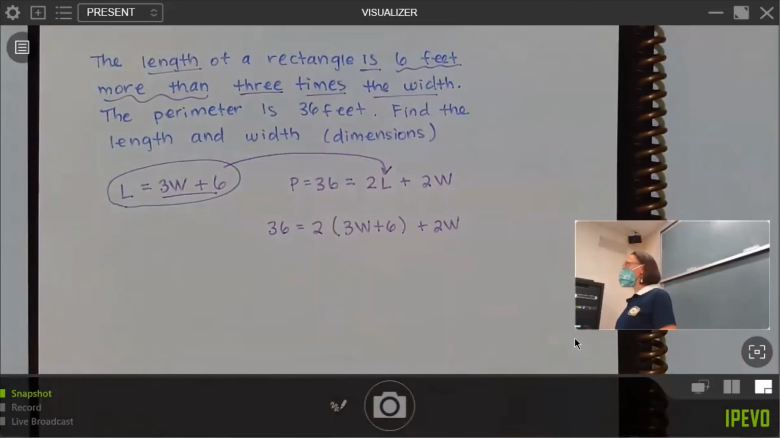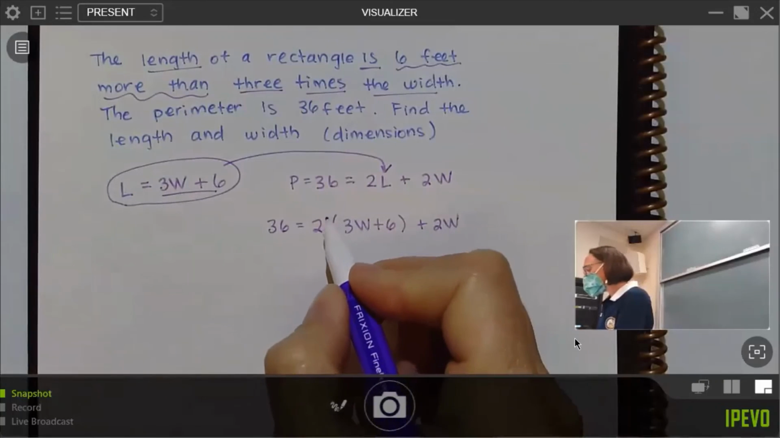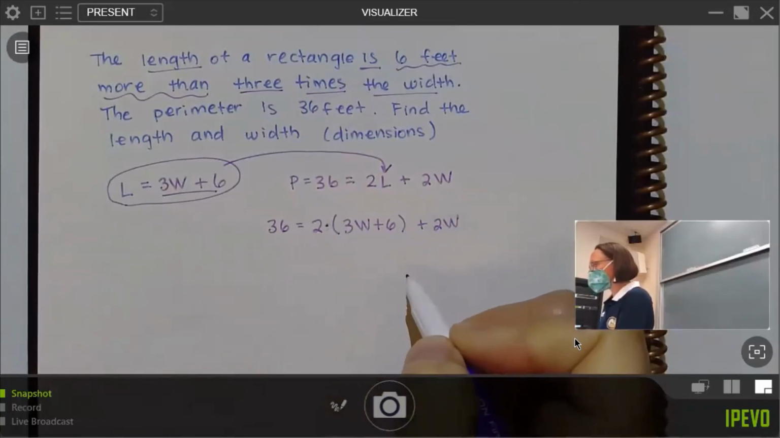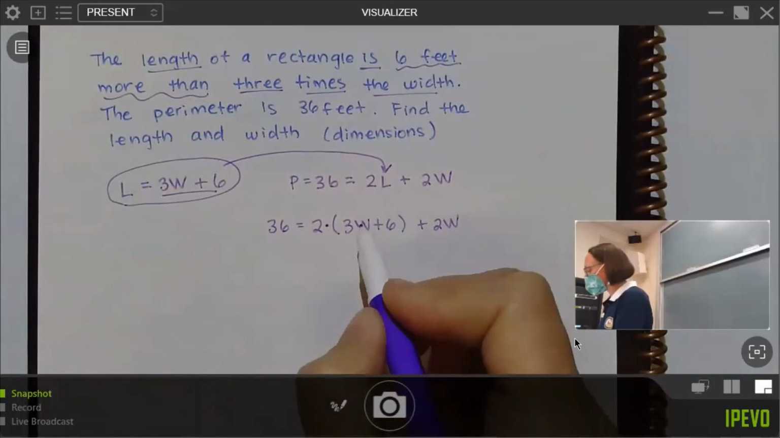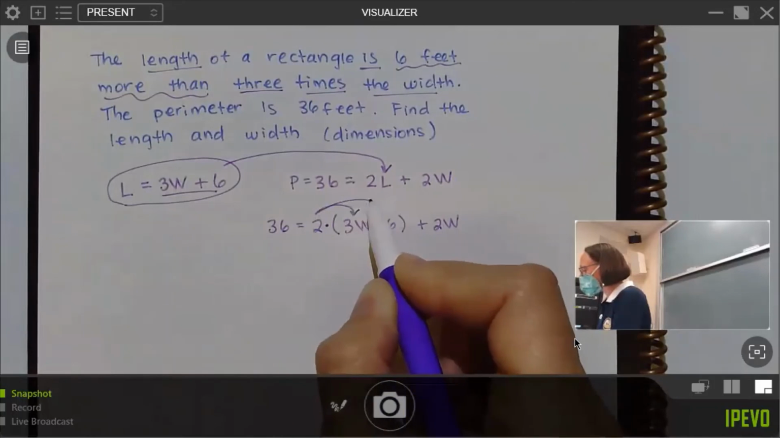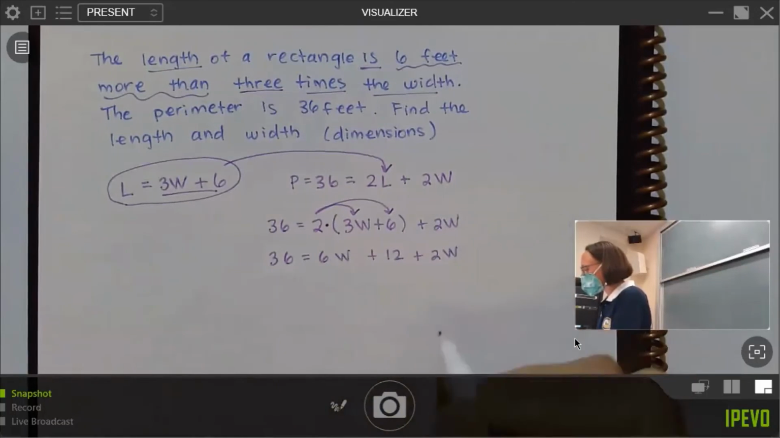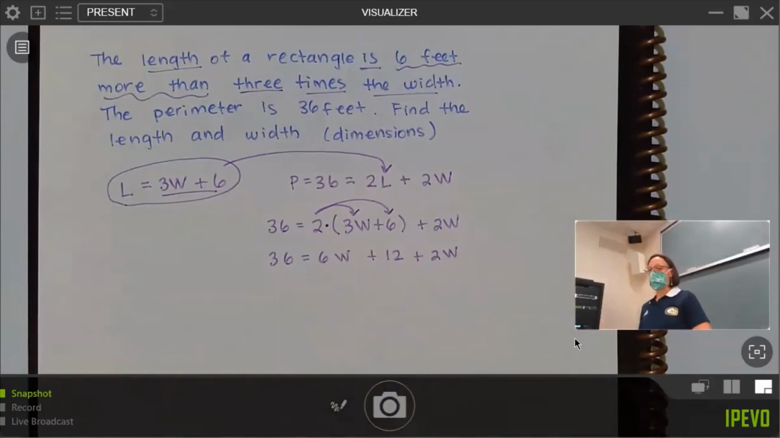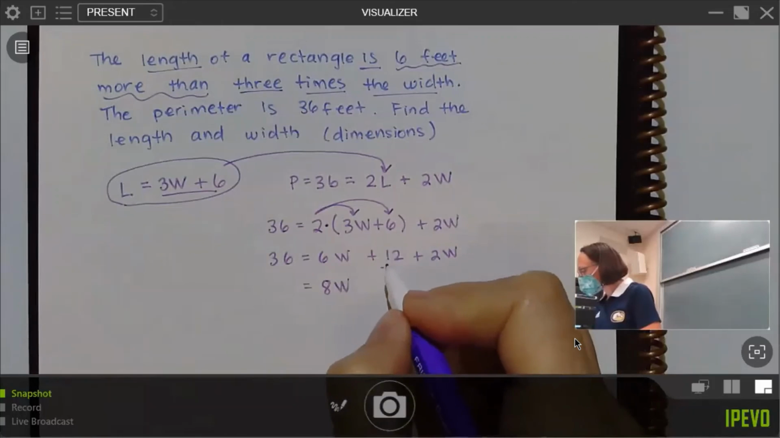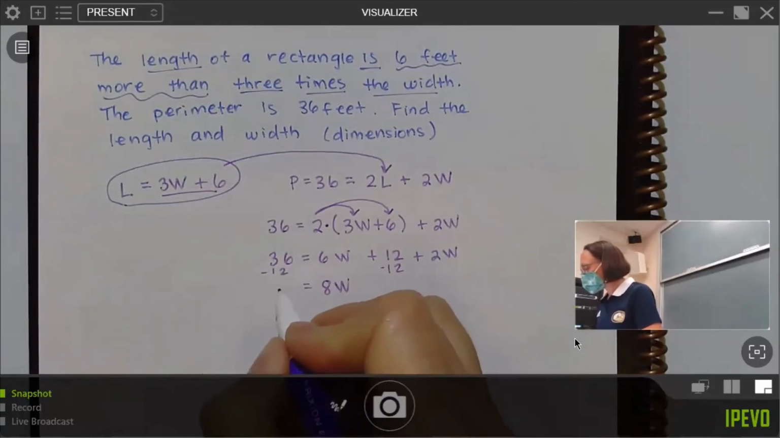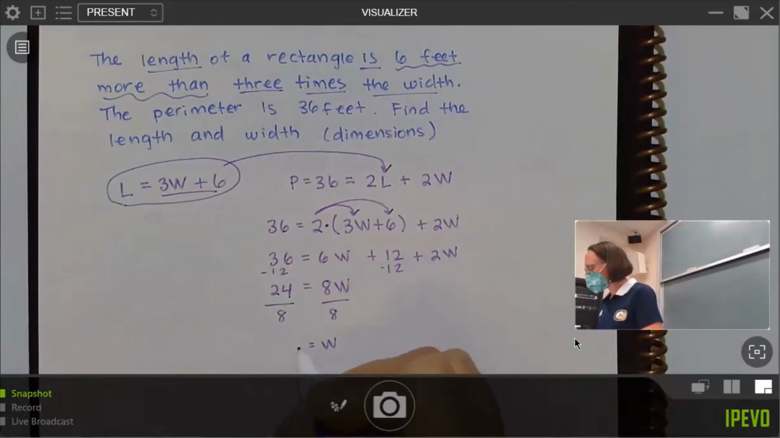No fractions, but we do still have to worry about the order of operations. I'm looking at parentheses here. The invisible operator between the 2 and the parentheses is multiplication. And I do have addition inside of the parentheses, meaning we're going to have to distribute. So I'm going to take that 2 and distribute to the 3W and also distribute to the 6. Since my W's are already on the right-hand side, I am going to leave them there. 6W plus 2W is 8W, and I'm going to subtract 12 from both sides. So I've got 24 is equal to 8W. If I divide by 8, W must be equal to 3.